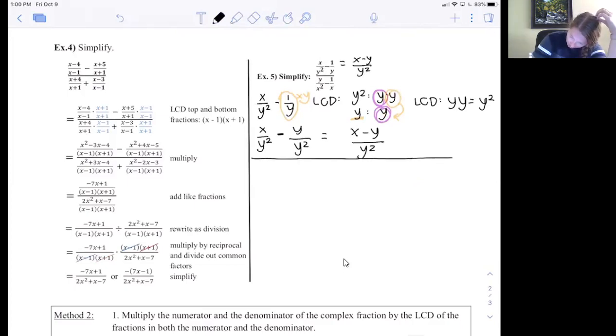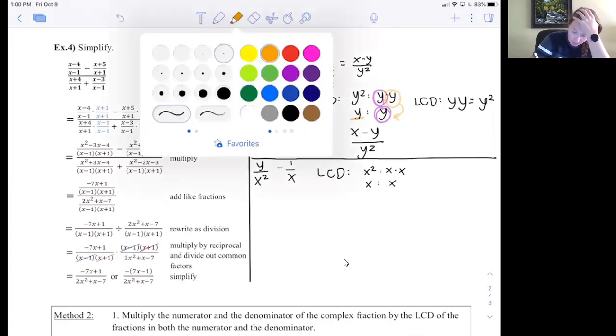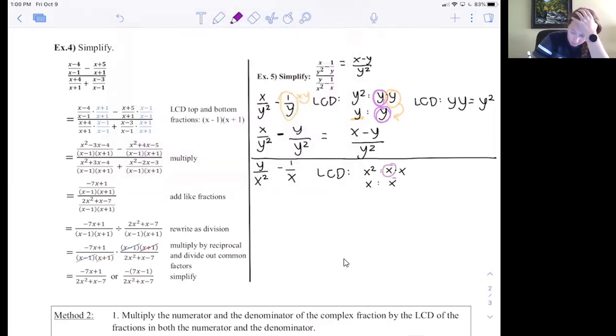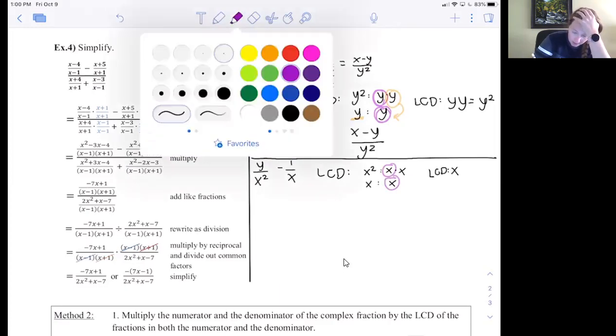Then for our bottom, I've got y over x squared minus 1 over x. So for my LCD, just looking at the bottoms, I've got an x squared, which I can rewrite as x times x, and I've got an x, which I'm just going to keep as x. So what's the same? I've got 1x here, 1x there. So my LCD will have an x in it, and then what's different?